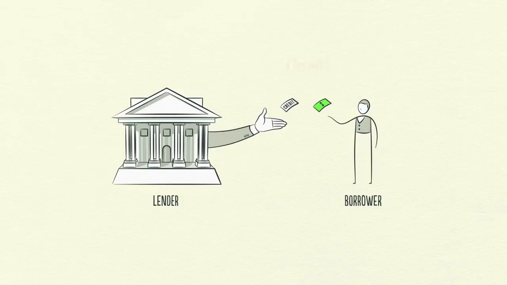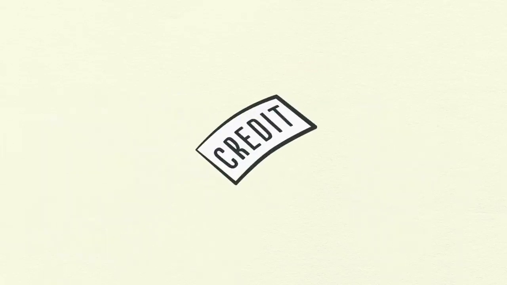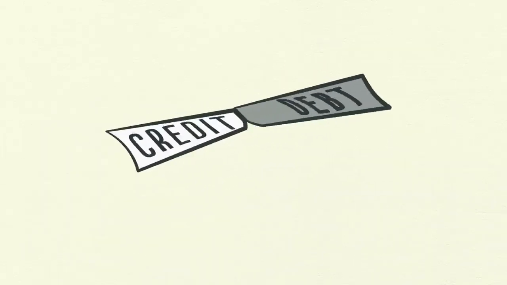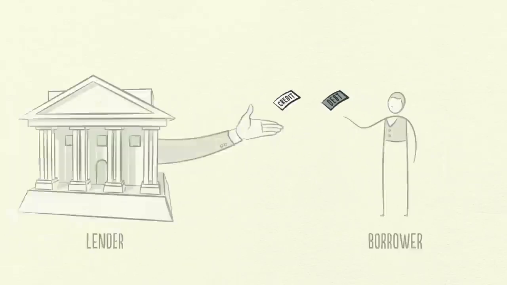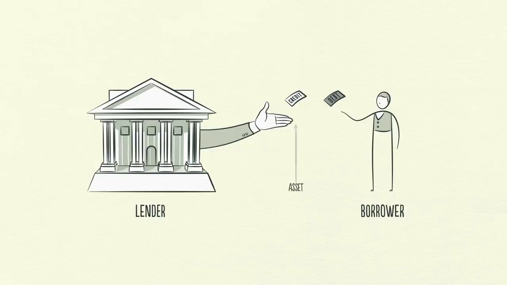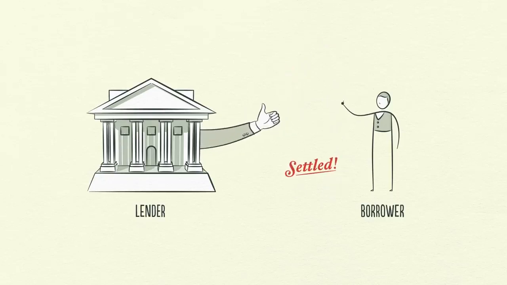That seems simple enough, but credit is tricky because it has different names. As soon as credit is created, it immediately turns into debt. Debt is both an asset to the lender and a liability to the borrower. In the future, when the borrower repays the loan plus interest, the asset and the liability disappear and the transaction is settled.